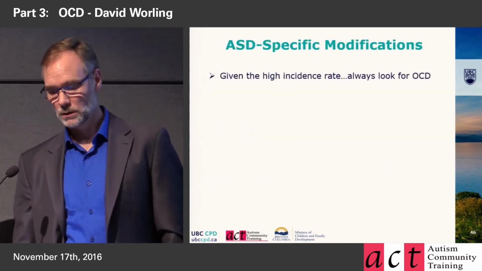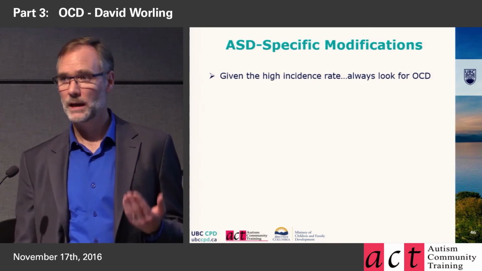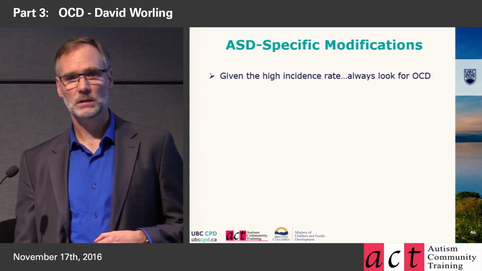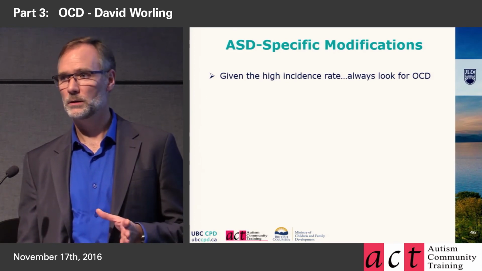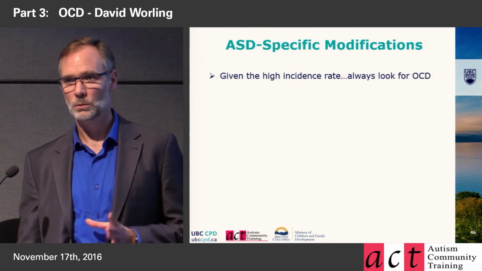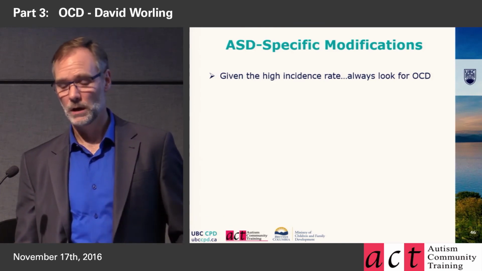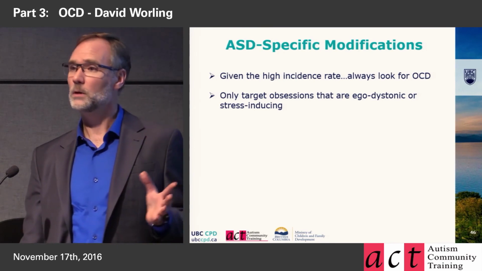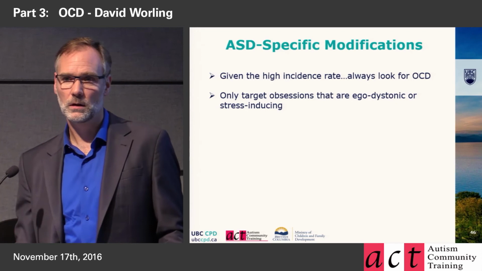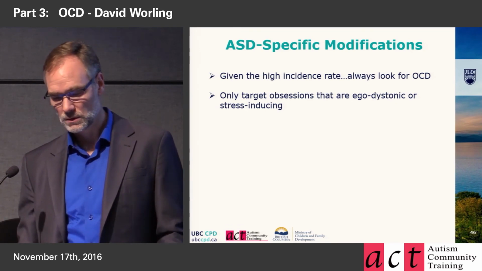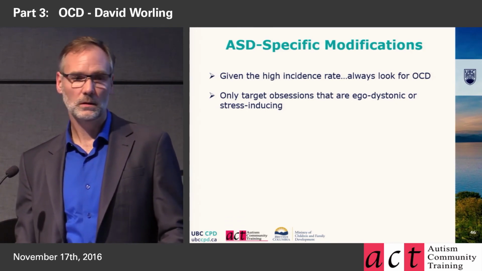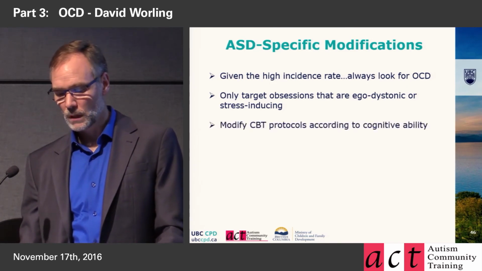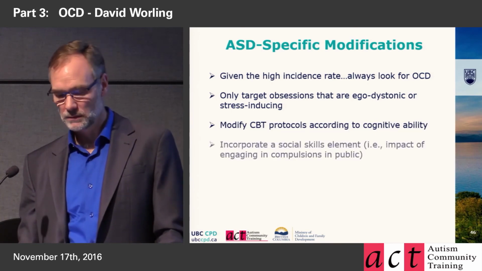Any modifications you want to look for, number one, as we talked about, is now we know we need to look for OCD and autism spectrum. If you are currently doing CBT in your practice, you are already trained and know how to do CBT with individuals with autism. There really is no difference. The modifications are quite minor. So I'll just add to some of the ones that Dr. McConnell talked about. Clearly we only want to target those obsessions that are ego-dystonic or stress-inducing. So if they're anxious, and these individuals are upset by doing them, that's the one you target. Modify the protocol according to cognitive ability, obviously.